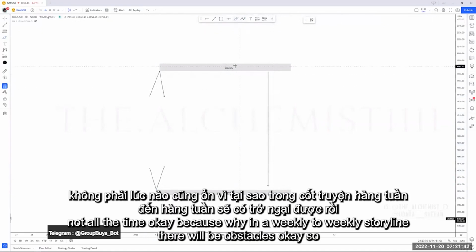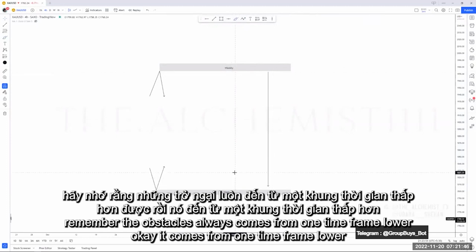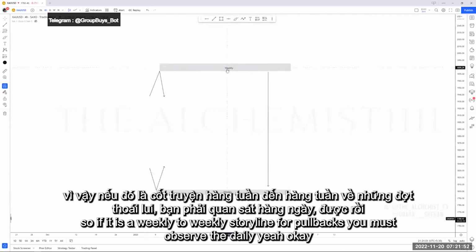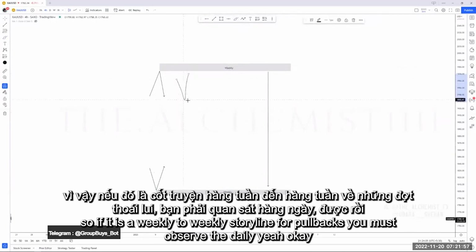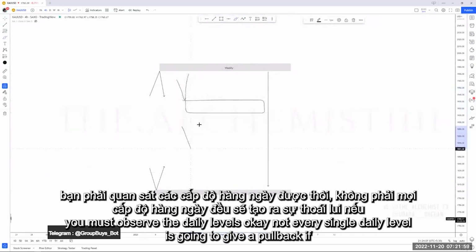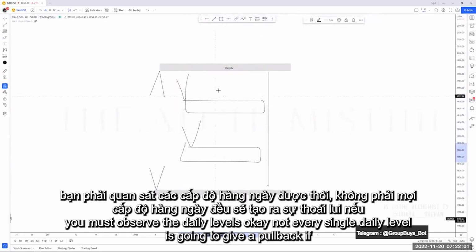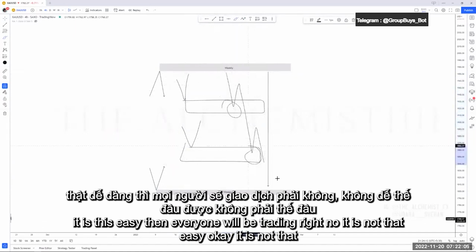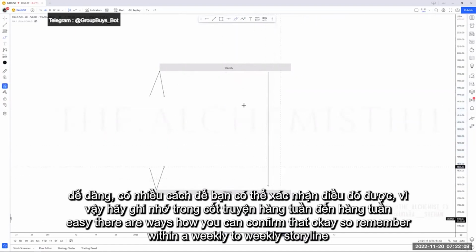Because in a weekly to weekly storyline, there will be obstacles. Remember, the obstacles always come from one time frame lower. So if it is a weekly to weekly storyline, for pullbacks, you must observe the daily levels. Not every single daily level is going to give a pullback. If it were this easy, everyone would be trading. It is not that easy. There are ways you can confirm that.